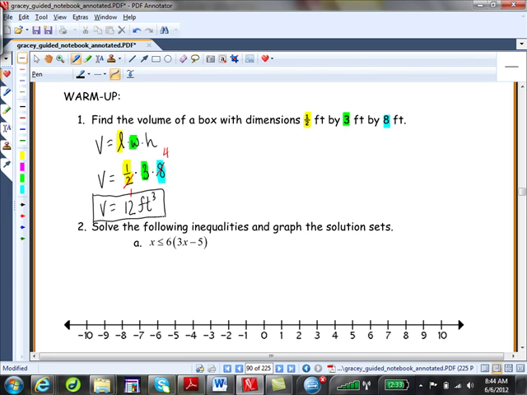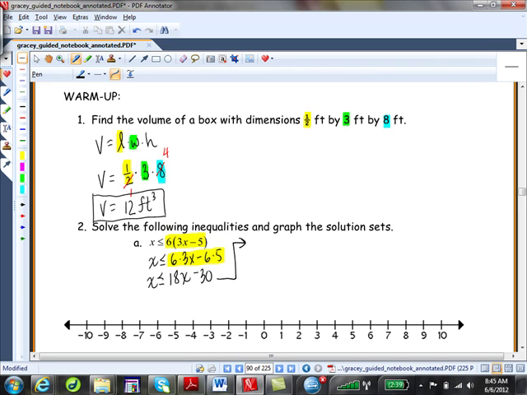How'd you do? Awesome. All right, so here we go. Now we're back to the inequalities again. We have to clean this one up a little bit, so we'll be distributing that 6 throughout the parentheses. That gives us 6 times 3x minus 6 times 5. These are equivalent. And then we'll have x is less than or equal to 18x minus 30.